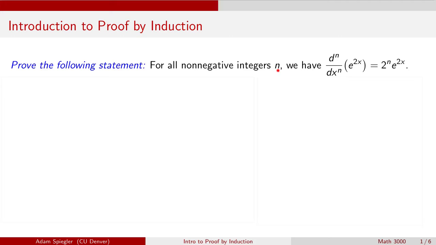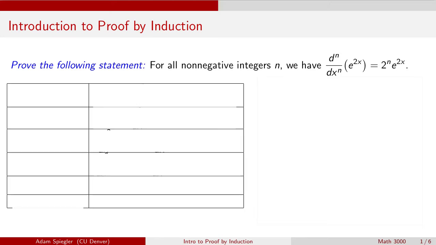And so here, n is denoting a non-negative integer since we're denoting this as an order of a derivative. So really what we're saying is we want to show the nth derivative of e to the 2x is equal to 2 to the nth power times e to the 2x. And so let's think about how we can prove this by looking at some cases for values of n.